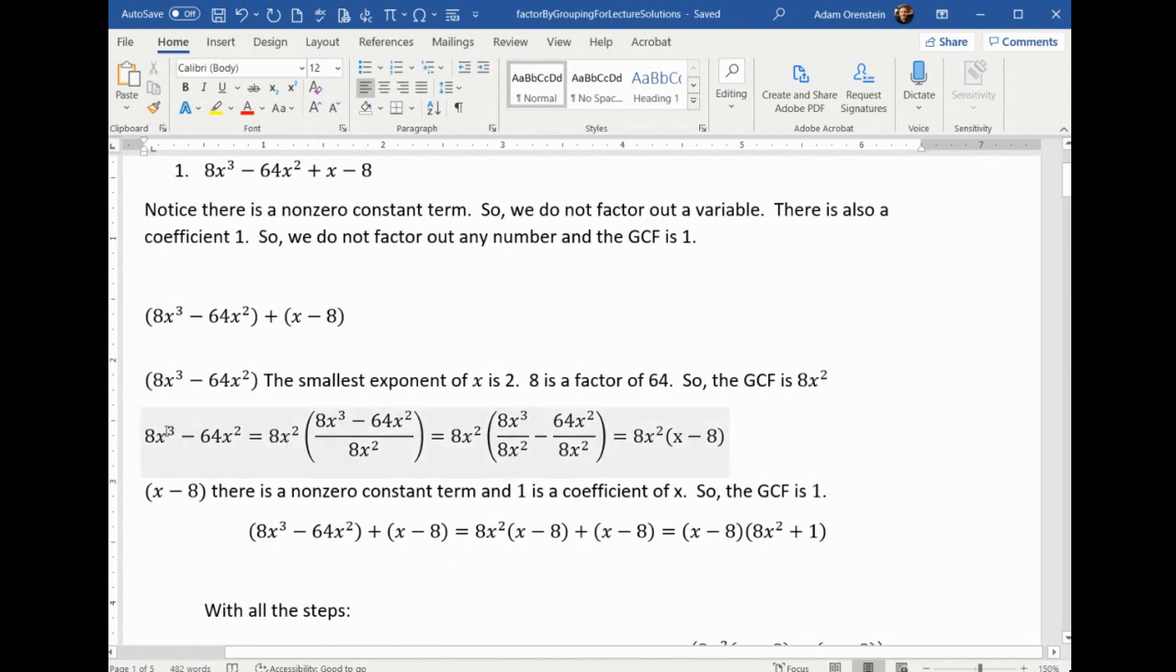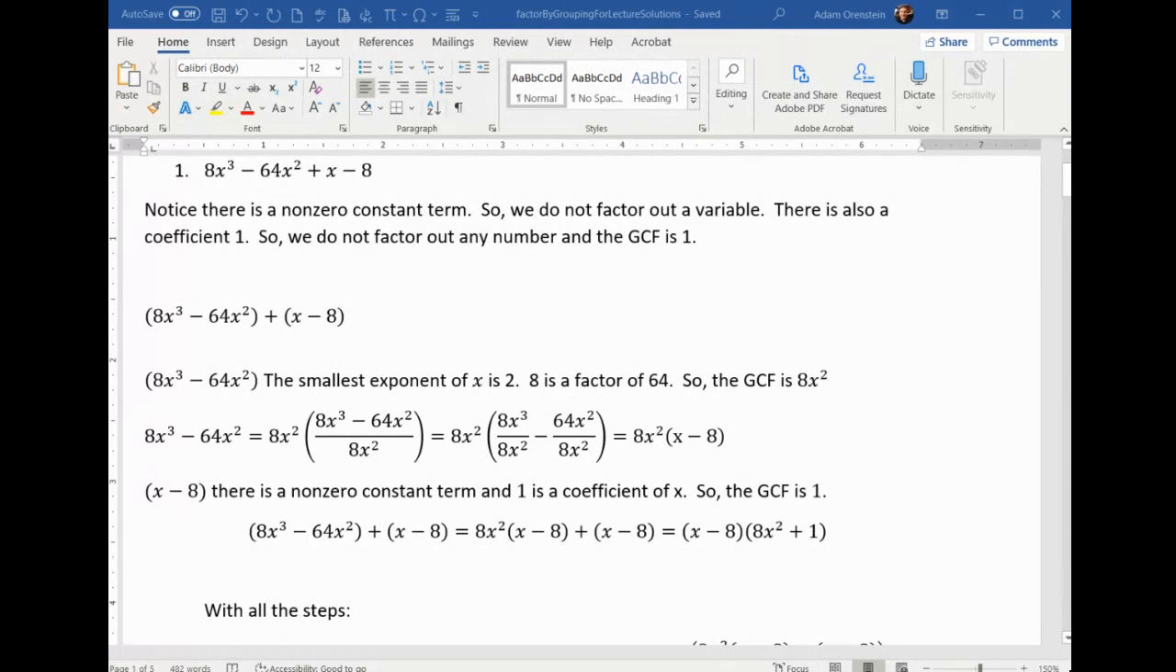Because of that, we can factor out 8x squared, and when you divide into each term, we get 8x squared times, the 8's cancel, x cubed over x squared, we get x, minus 64x squared over 8x squared. Now that's for the first group. We get 8x squared times x minus 8. So that's what we have so far.